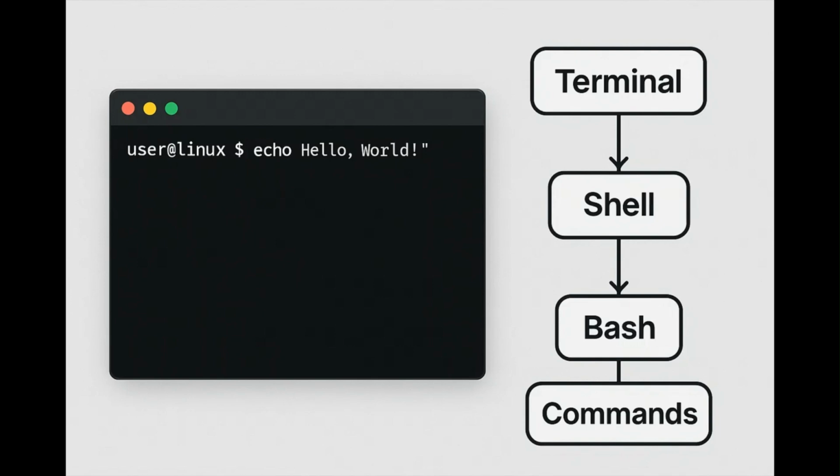Bash is one of the most widely used scripting languages in the Linux world. Whether you are managing servers, automating tasks, or writing deployment scripts, bash is essential.